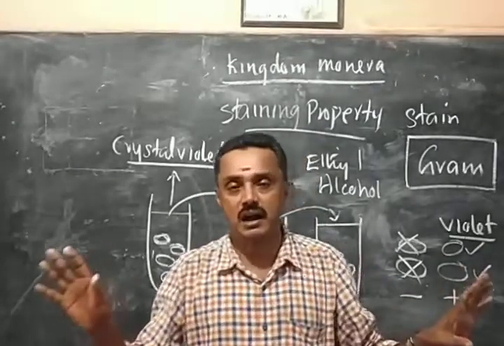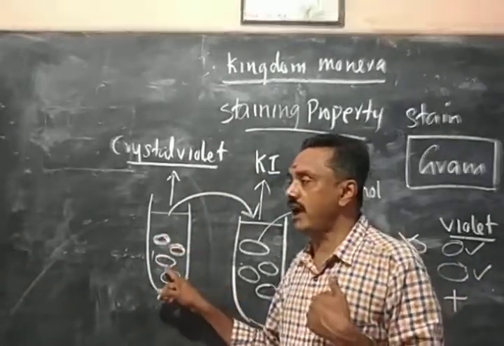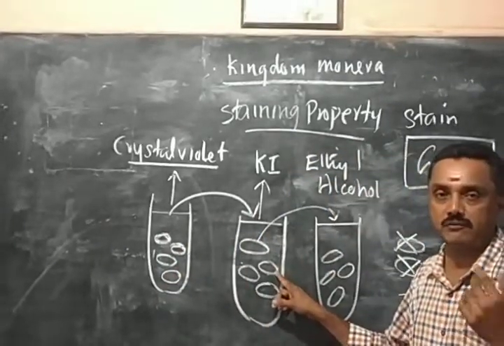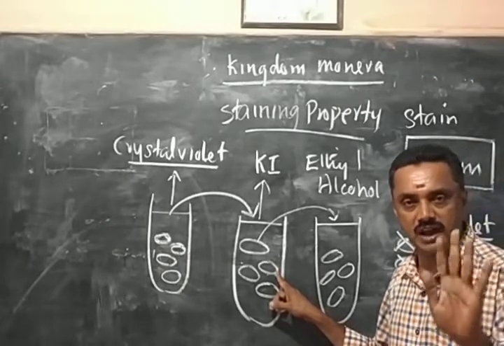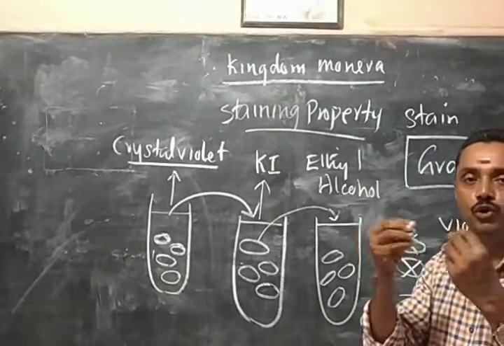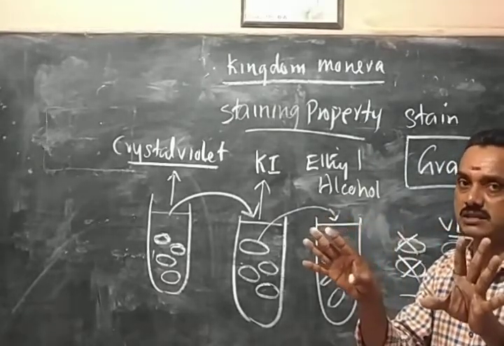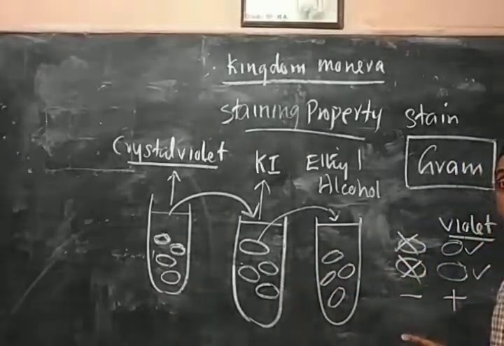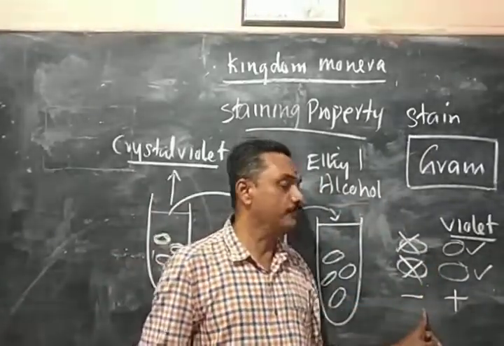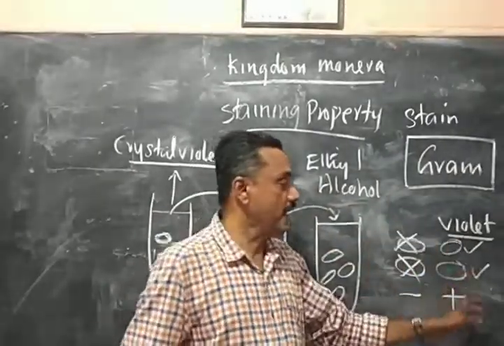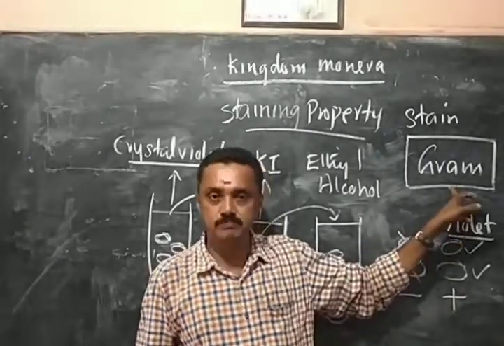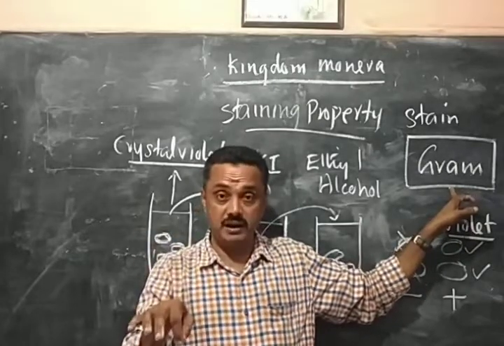Bacteria are usually colorless. When they are put in crystal violet, bacteria become violet in color. Then put in potassium iodide for another 5 minutes, no change in color, same violet color. But when put in ethyl alcohol, some of the bacteria lose the color and become colorless again, but some bacteria are always violet in color. Bacteria which lose the color are called gram-negative, and those always violet are called gram-positive bacteria. This method was explained by a scientist called Gram, so it is called Gram staining.